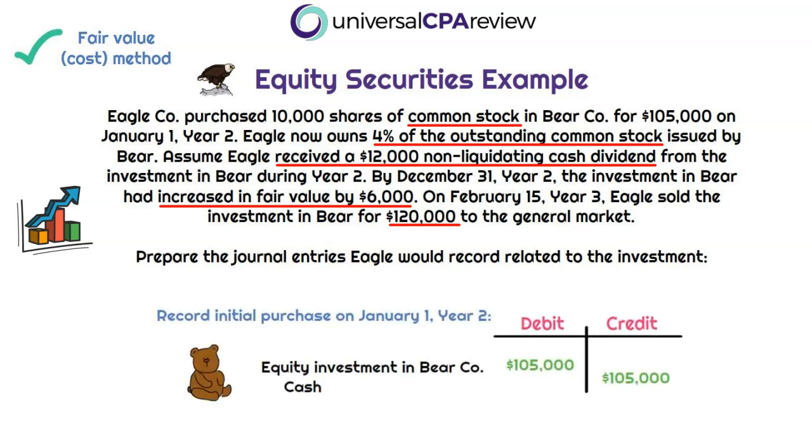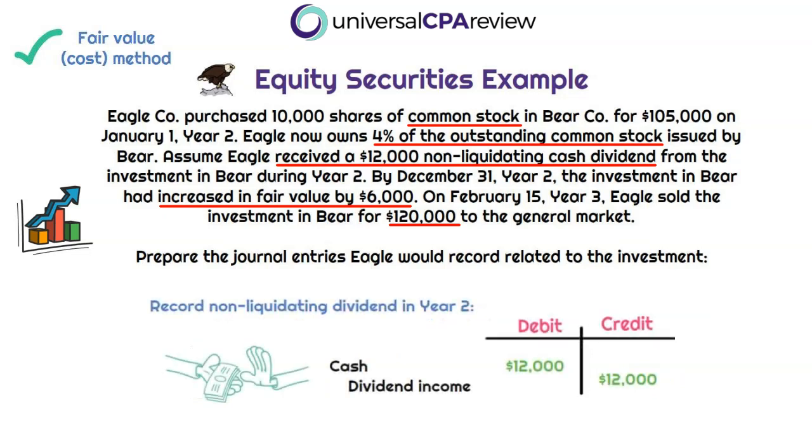So let's start with the journal entry they would record for the initial purchase on January 1st of year 2. They simply bought 10,000 shares of common stock for $105,000 of cash. So we're going to debit equity investment in Bear Company for $105,000 and then credit cash for $105,000. Right? We don't know necessarily whether it's going to be current or non-current on the balance sheet. We'll leave that up to Eagle Company. And again, we don't know whether it's going to be in the operating or investing section. It really depends on their plans.